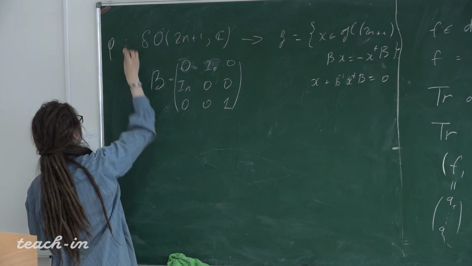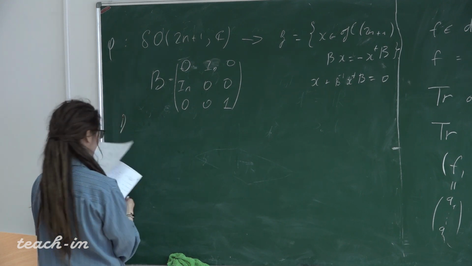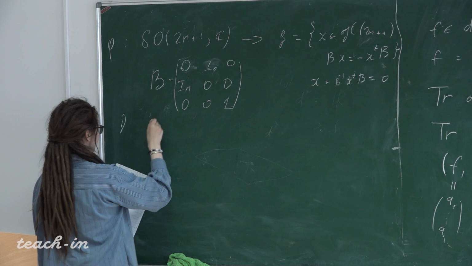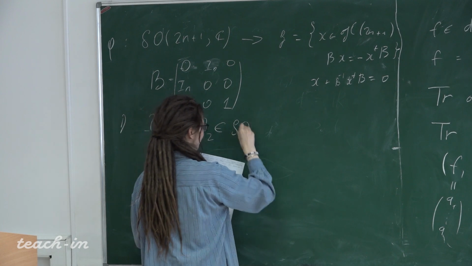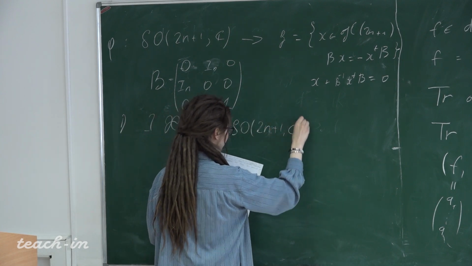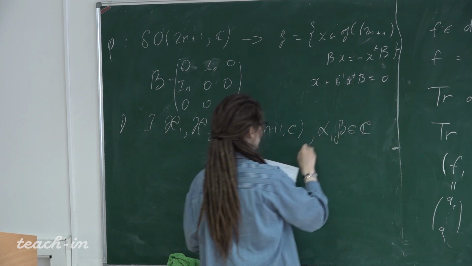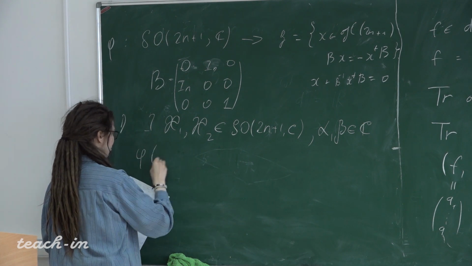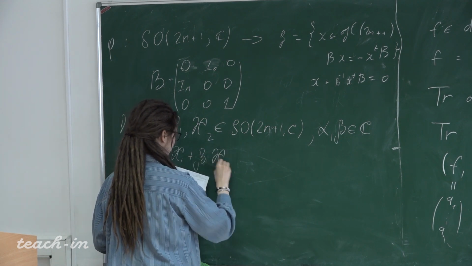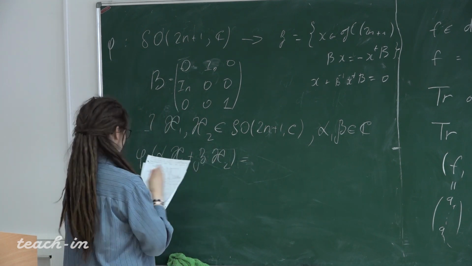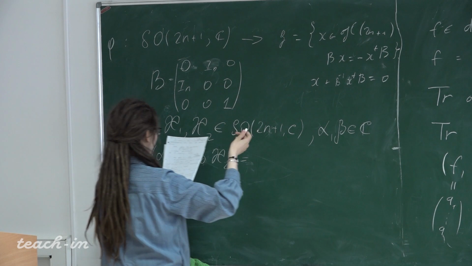So I consider this map, and I need to prove that. Okay, first I need to show that it's a linear transformation. I just need to consider x1 and x2 from SO(n plus 1, C) and any alpha, beta from C, and prove that phi of alpha x1 plus beta x2 is the corresponding combination. Oops, sorry, I forgot to say how this map works.